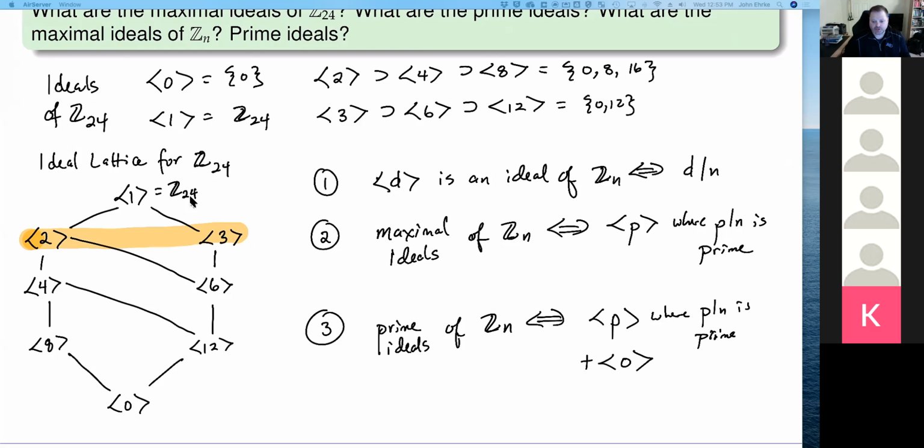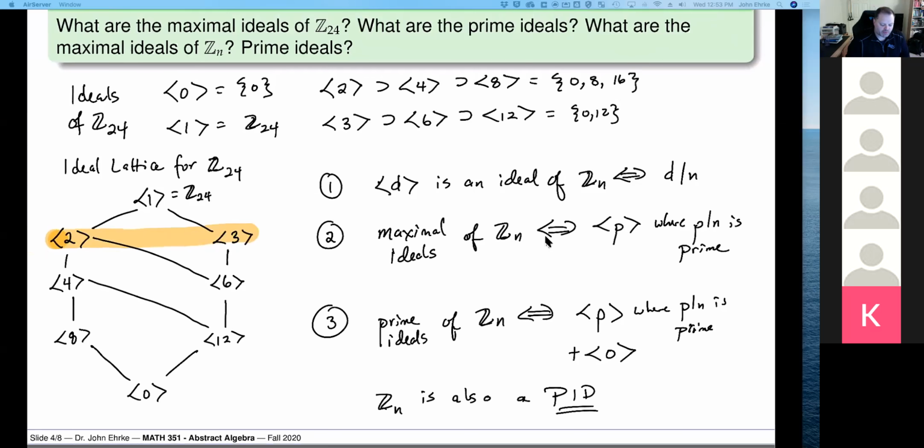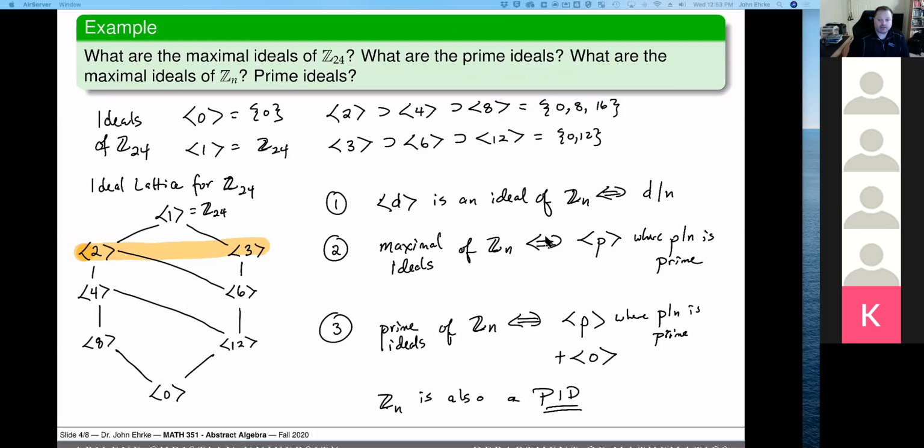Because of this, the structure is very similar in terms of ideals for Z mod N as it is for Z, the integers. So Z mod N is also a principal ideal domain because all of its ideals are principal ideals. There are no non-principal ideals in the integers mod N. So this example, while specific, is typical of all Z mod N examples. It should be relatively easy for you to pick out the prime and maximal ideals if we're talking about the integers or the integers modulo N.